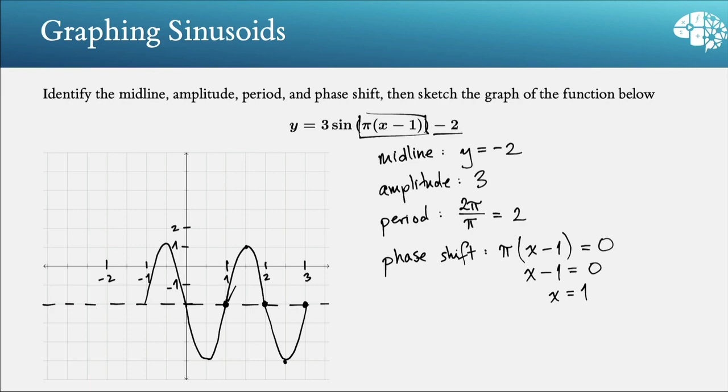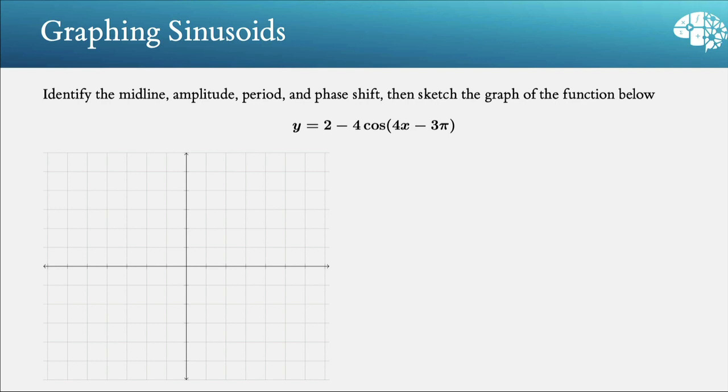Okay, let's jump now into an example of cosine, and let's see how that differs. We're going to start still by finding those same 4 things. Our midline is y equals the number added or subtracted from the full function. That's the number that's not multiplied by the cosine. So that's the 2 here. So y equals 2 is my midline. I'm going to go ahead and draw that. Each of those squares is 1.